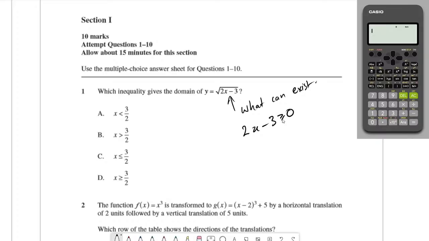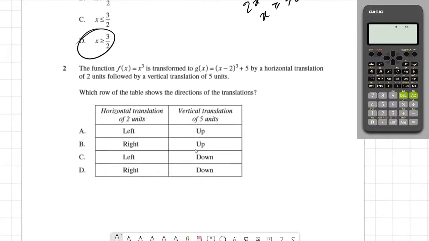It can be 0 because the square root of 0 is 0, and the square root of any positive number returns something, but the negatives don't work. So solving this inequality, we get 2x is greater than or equal to 3. So x is greater than or equal to 3 over 2, and so it's this one here, D.